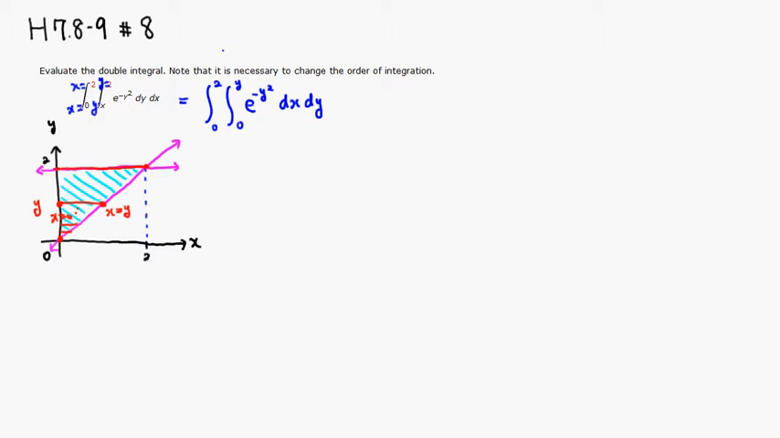Alright, then let's do the integration. The first thing is that this has nothing to do with x, so it's a constant, and we can place it in front of the inner integral. So it's the integral from 0 to 2, e to the negative y squared left alone. Now the antiderivative of 1 would be just x, going from 0 to y, dy. So we get the integral from 0 to 2 of e to the negative y squared times y minus 0, so times y dy.